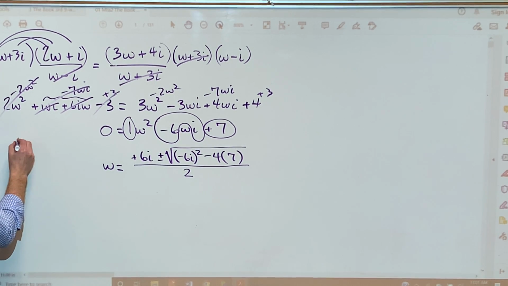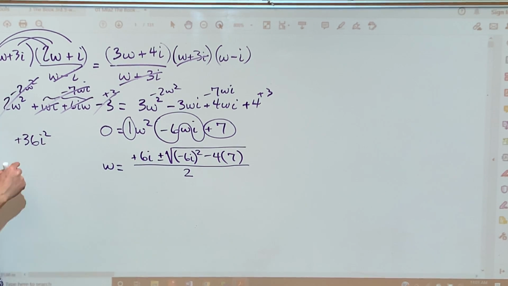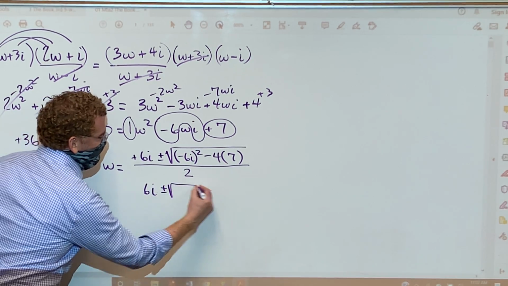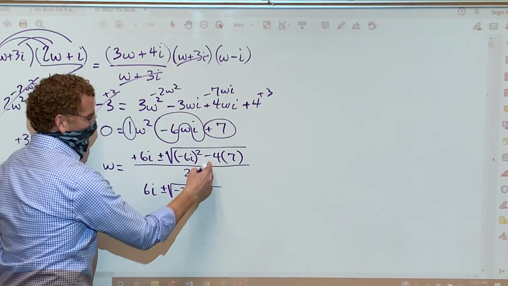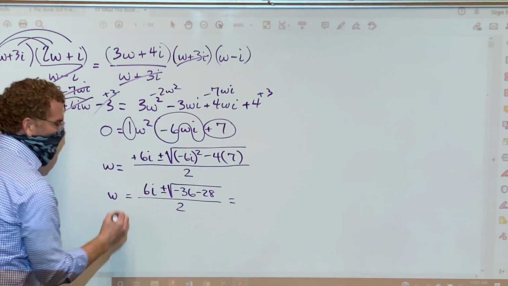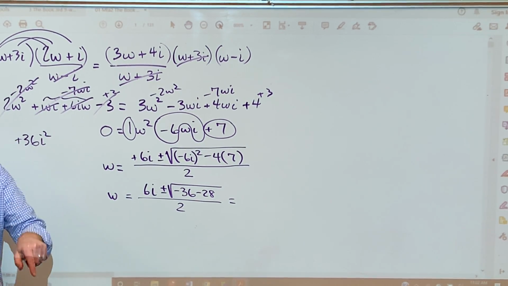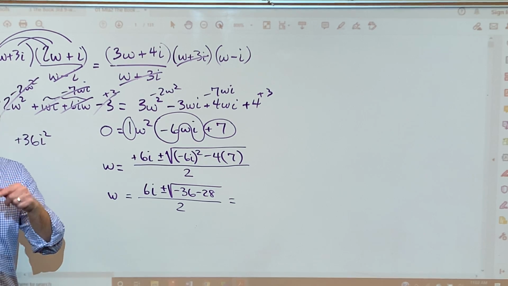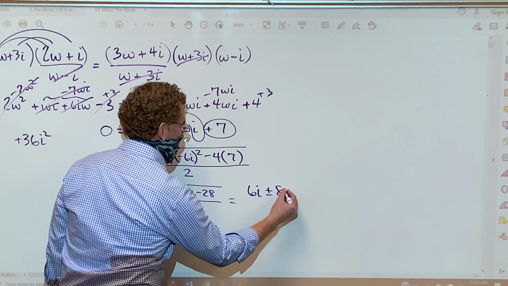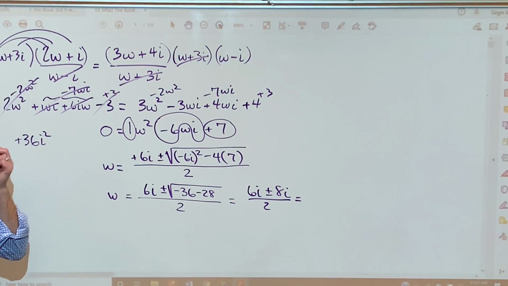Yes, because you get a positive when you square it, a 36 when you square it, and an i squared when you square it. But what does that give me? -36. So I have 6i plus or minus the square root of -36 minus 28, over 2. Again, all that is w. And what is -36 minus 28? -64. What's the square root of -64? 8i. So all that becomes 6i plus or minus 8i over 2, which are what two things?